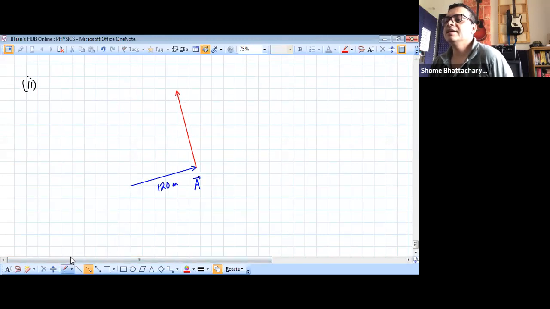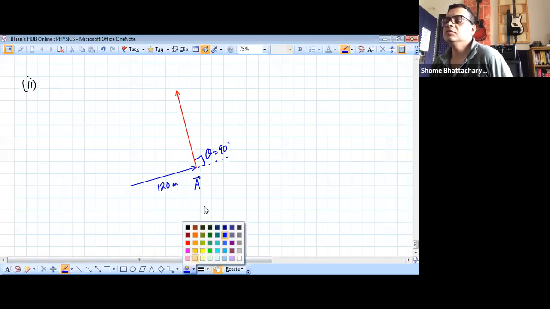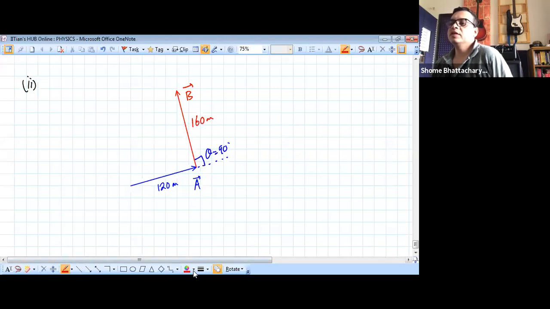So with respect to A's direction, what is B's direction? It is perpendicular. So in respect of A's direction, which is this, now this is drawn at what angle? 90 degrees. And this is my vector B. What is its magnitude? 160 meters. So now where is my resultant sum? It is this vector. It is the vector from the tail of A to the head of B.